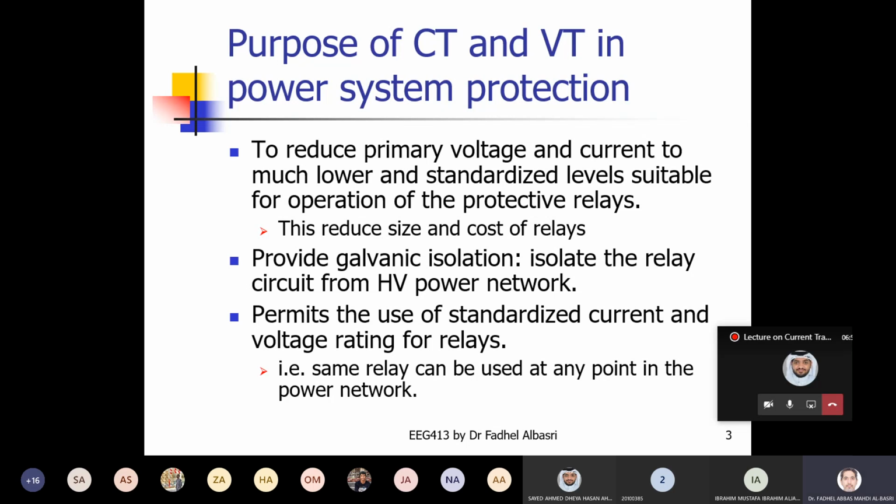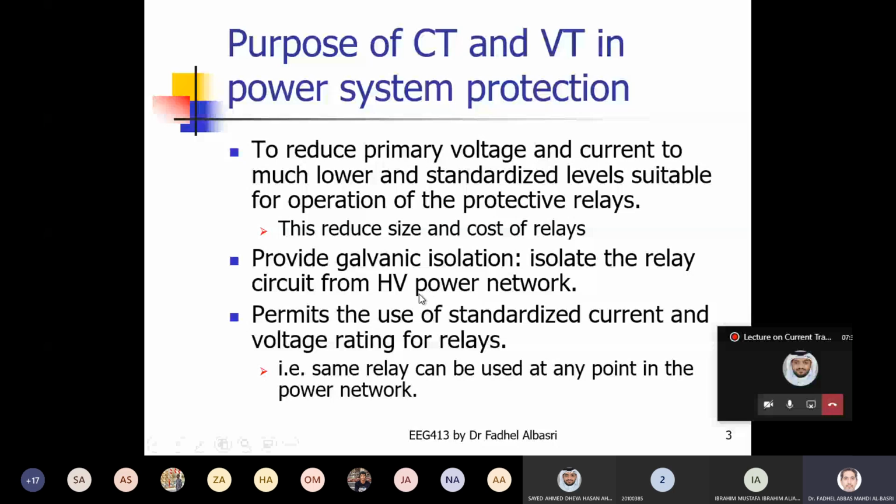The second purpose of current and voltage transformers is to provide galvanic isolation. And galvanic isolation means the high voltage system is isolated from the low voltage system, which represents the relay side, by using magnetic isolation. You know, a transformer has primary and secondary, and these two windings are magnetically isolated by the core. So it isolates the relay from the high voltage systems.